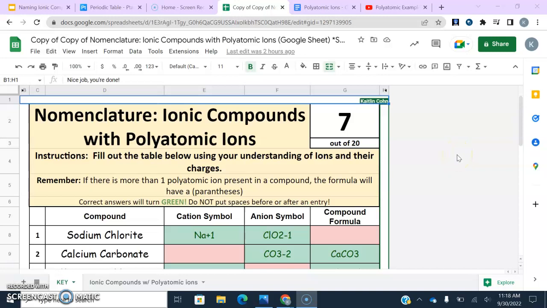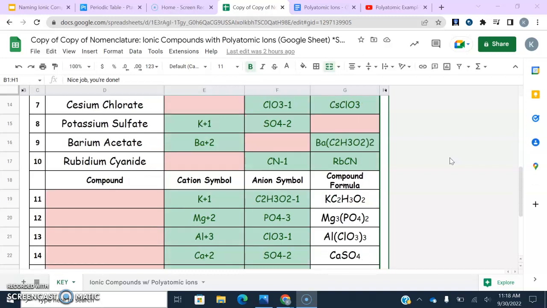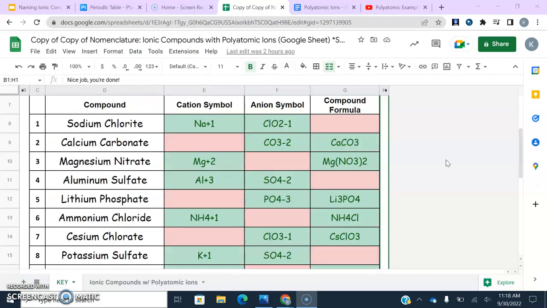Hey guys, let's talk about your assignment for the day. This is a self-grading assignment, meaning that when you type the correct answer in, the box will turn green, and when you turn it in and it's all green, I know that you've done it correctly.